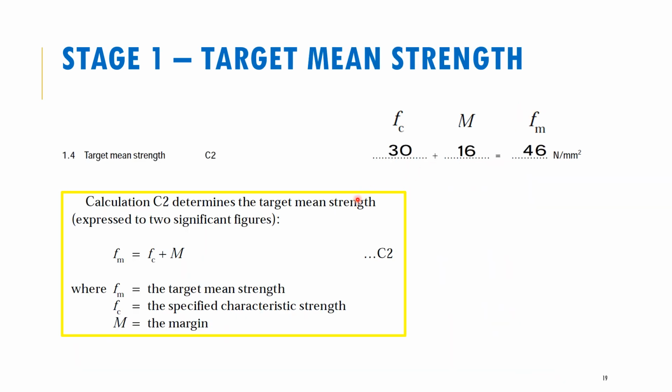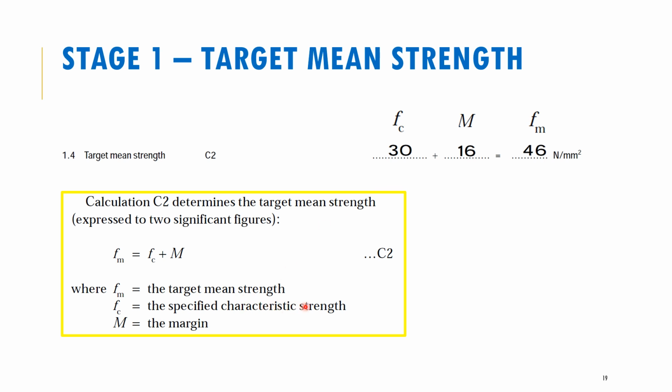Now, the reason that I need the margin is because I need to compute the target mean strength. As I said, there's going to be variability in the strength. The desired strength specified by the client is 30. I can get a margin of 16 in order to ensure that the specified strength of the client is met. And to compute that target mean strength, it's just a basic addition of whatever strength was specified by the client.